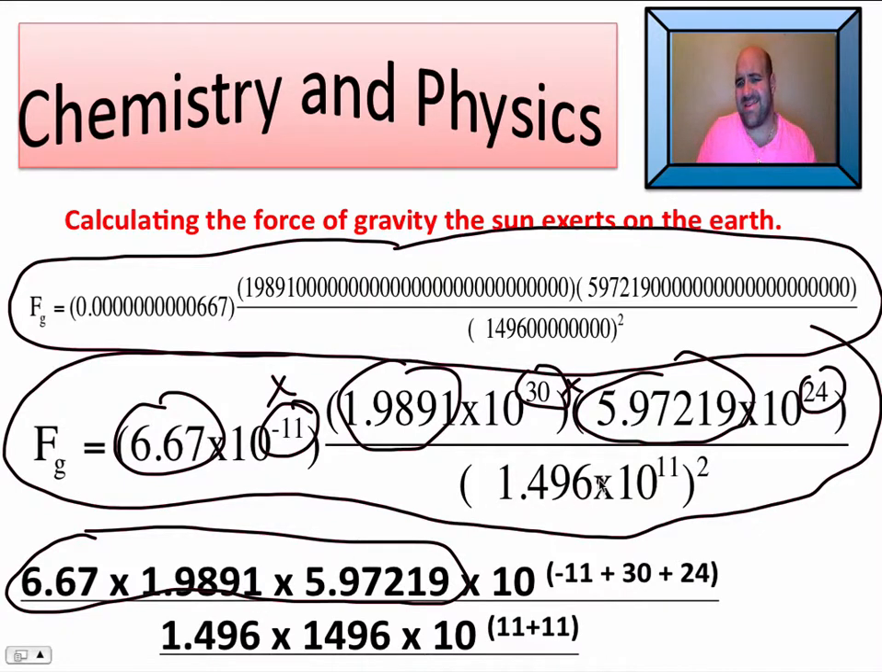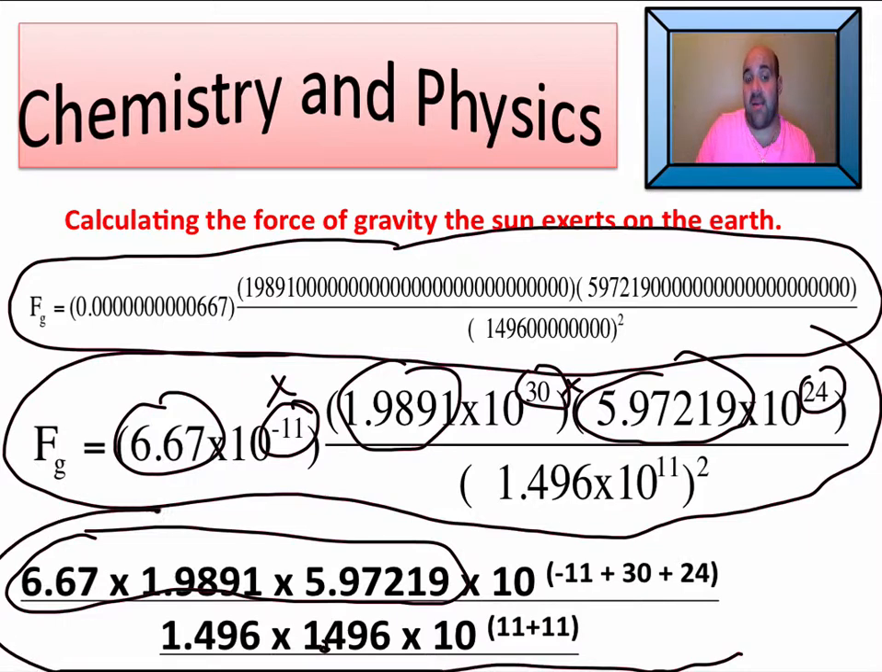It's 1.496 times 10 to the 11 squared. It's this number times itself. 1.496 times 1.496 times 10 to the 11 plus 11. And maybe that's a little confusing for you right now, just learning this. But just realize that if you know how to multiply numbers in scientific notation, you can even streamline this problem a little bit further. This is how I would solve this.